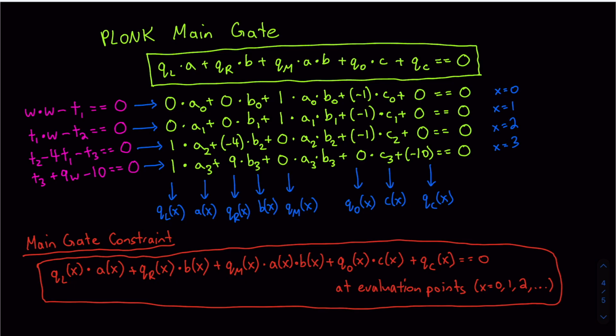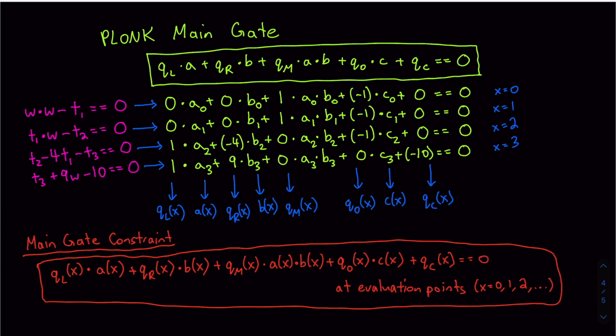And this is the key to efficiency. No matter whether we have 4 constraints, 1,000, or 1,000,000, we can reduce them all to a single polynomial constraint that must hold at the specific evaluation points. As we mentioned before, the q's are fixed and shared with the verifier before proving begins. That means the selector polynomials, QL of x, QR of x, QM of x, QO of x, and QC of x, are created and shared ahead of time.